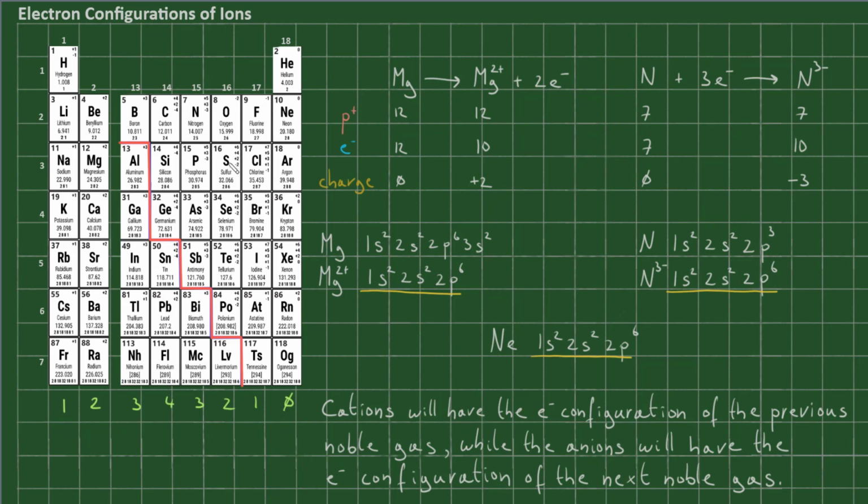This means that if I was to look at sulfur, the anion of sulfur would end up with the electron configuration of argon, whereas a cation of potassium would also end up with the electron configuration of argon. In summary, in an effort to achieve a stable electron configuration, metals will become cations, thus mimicking the electron configuration of the previous noble gas, whereas nonmetals will become anions and thus mimic the electron configuration of the next noble gas.